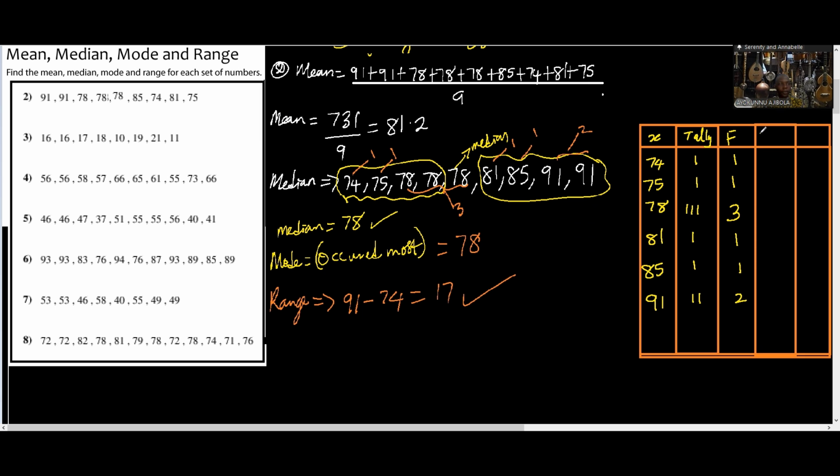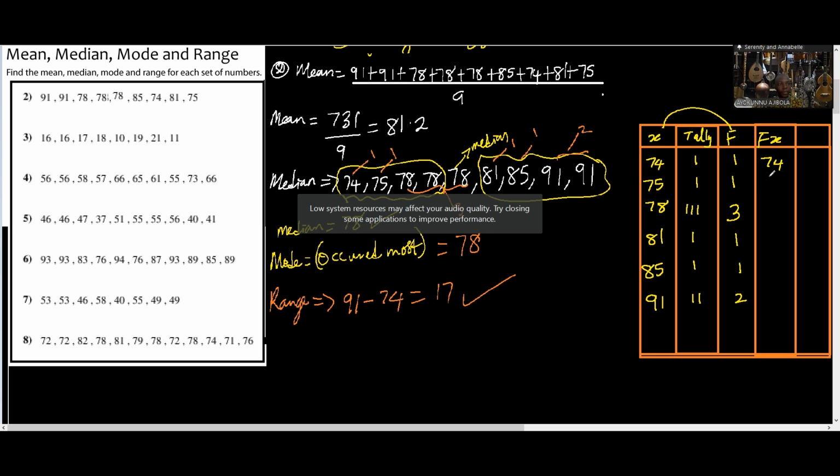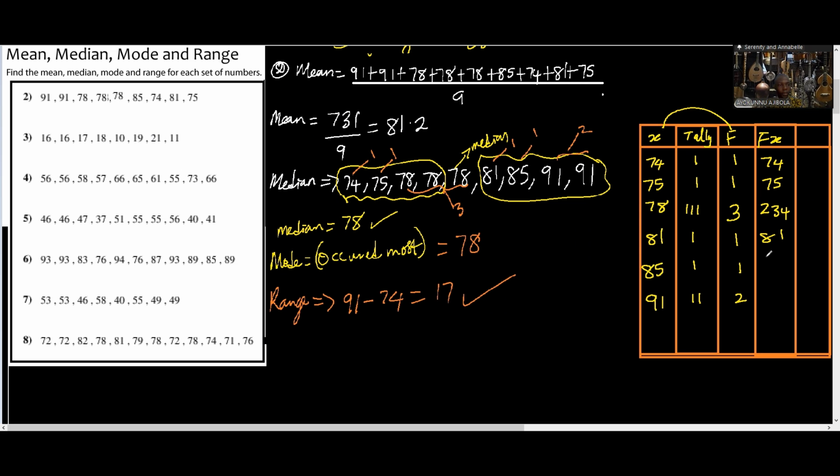So fx is going to be here. That is the frequency times the x. 1 times 74, that is 74. 1 times 75, that is 75. 3 times 78, that is 234. And 1 times 81, that's 81. 1 times 85, that's 85. Then 2 times 91, so that's 182. So once we've gotten all this, then you add up the column of fx.